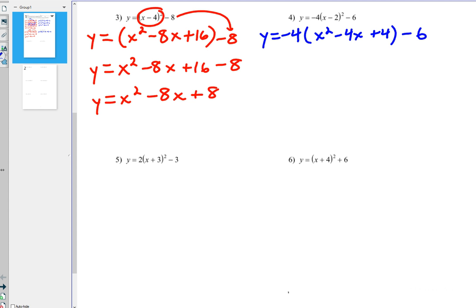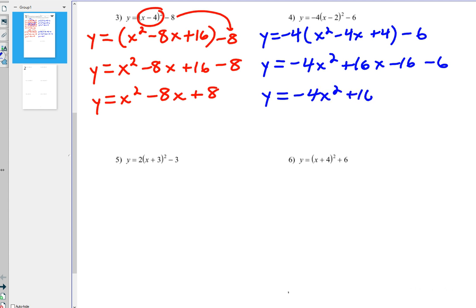And then according to order of operations, I have to do multiplication. I have to multiply by -4 before I can subtract 6. I got to finish getting rid of the parentheses. So that gives me -4x squared plus 16x minus 16. If I then drop down the -6 and combine that, you get -4x squared plus 16x minus 22.